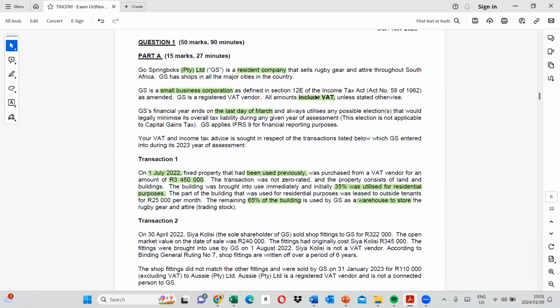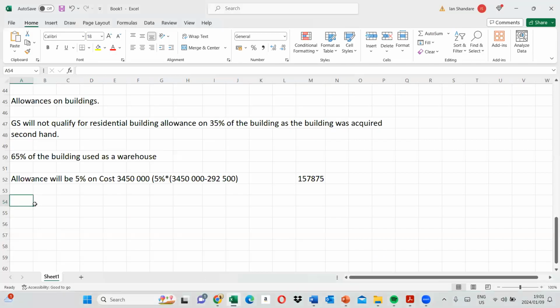So in terms of this, did they state? Do you see the financial year ends on the last day of March? You know, so which means now we need to calculate rent from July. So we have July, August, September, October, November, December, January, February, March. That will take us to 9 months. So we have rental income.